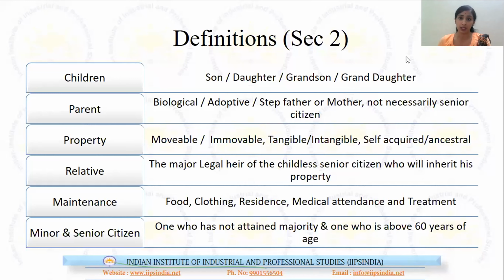Next, the term maintenance. What does maintenance mean? Maintenance means food, clothing, residence, medical attendance and treatment. So these 5 things are considered as the maintenance.